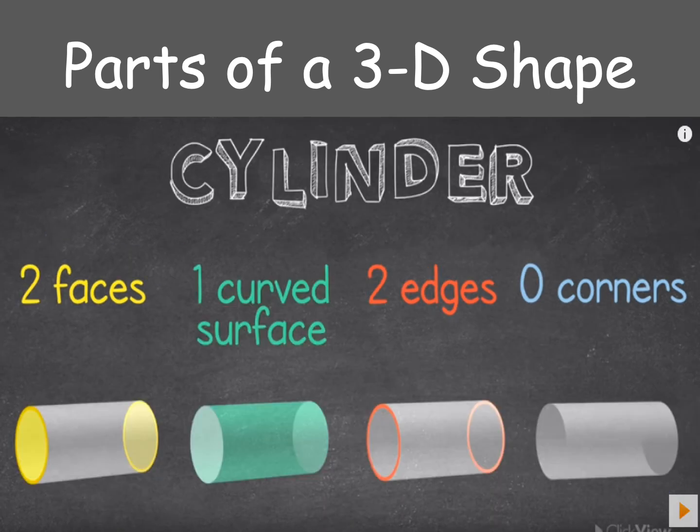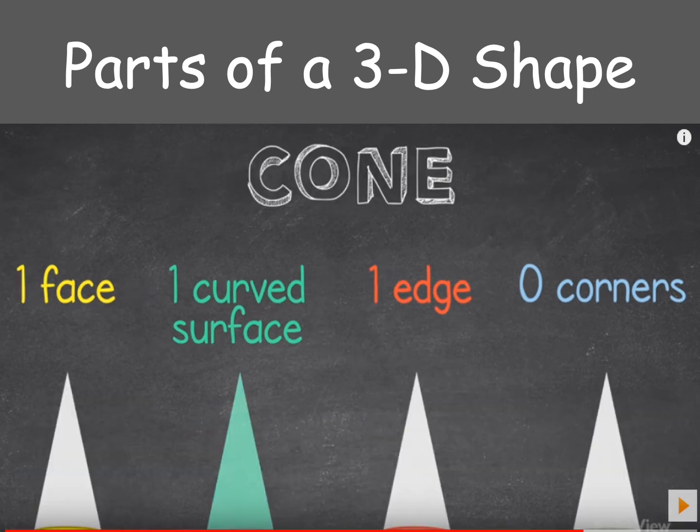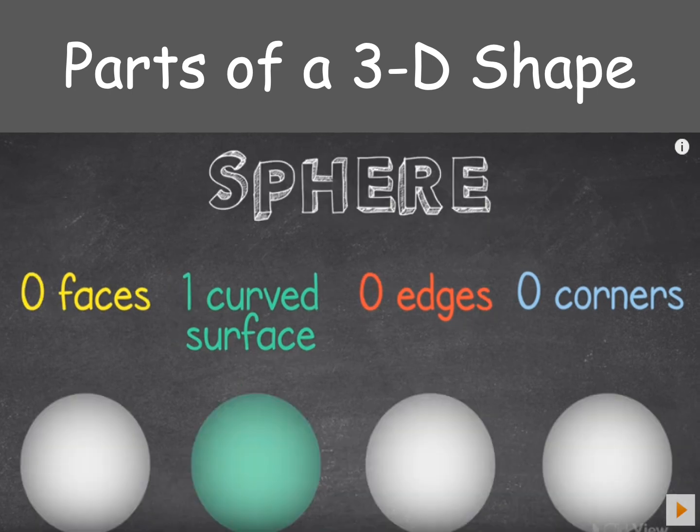A cylinder has 2 faces. The circles are considered its faces, 1 curved surface and 2 edges. There are 0 corners. A cone has 1 face, the circular base, 1 curved surface, 1 edge around the circle, and 0 corners. A sphere has 0 faces, 1 curved surface, 0 edges, and 0 corners.